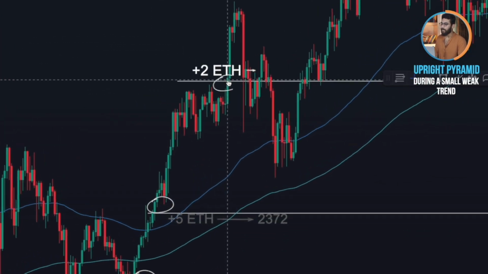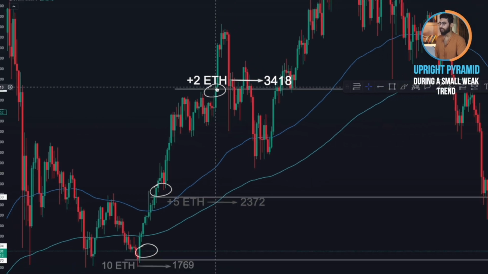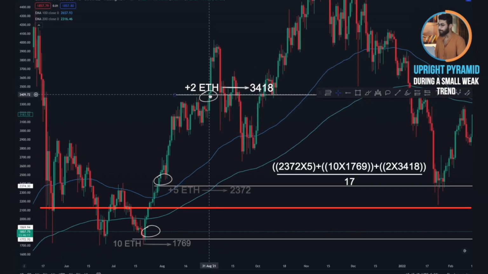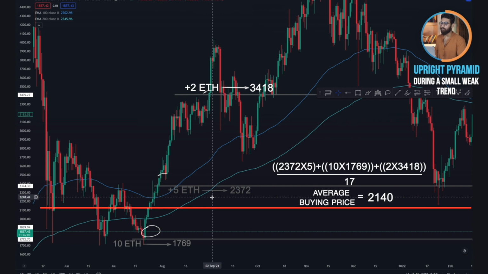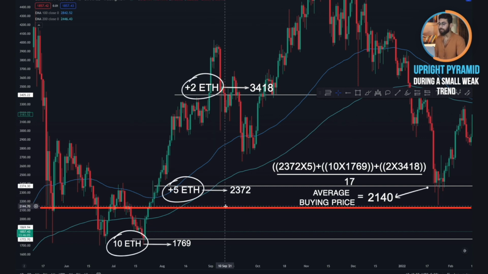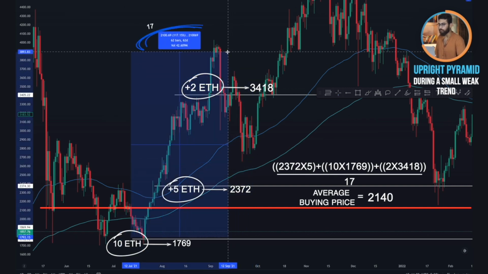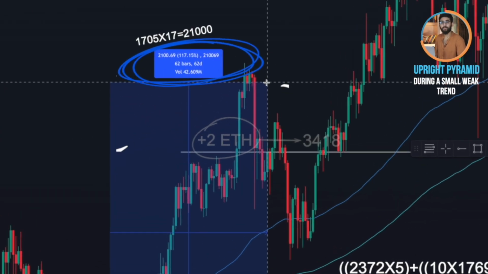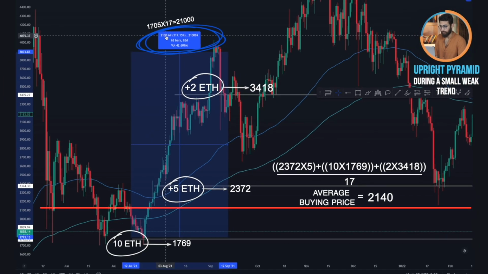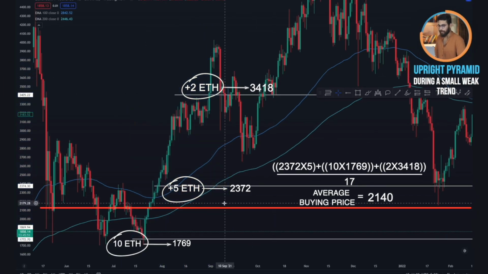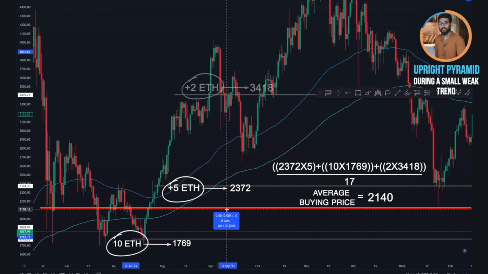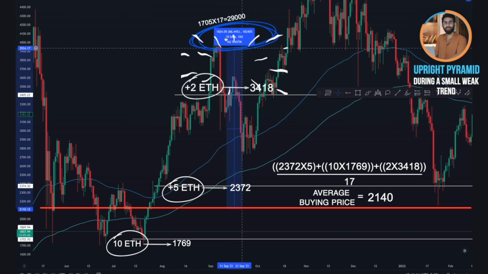So here we will add 2 units at the price of 3418, and that brings our average buying price to 2140. So now we have 17 Ethereum at the price of 2140. This means initially if we had 10 Ethereum at the price of 1769, and if we exited here, our total profit would have been around $21,000. But because of compounding, our total profit is $29,000. So this is the power of compounding.